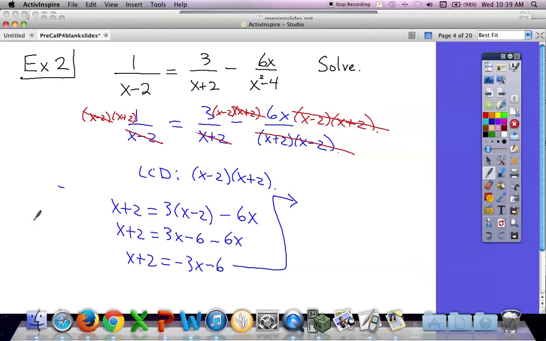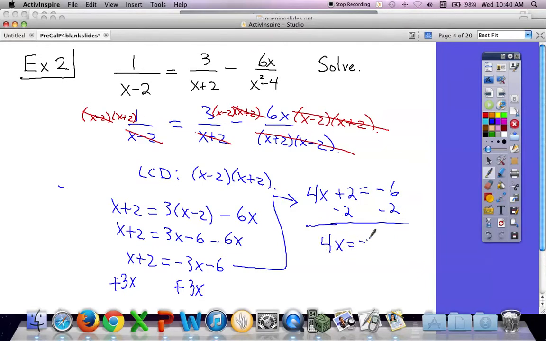Okay, it's definitely going to be linear, right? It's all x to the first, no squareds or anything. So we know we need to just get all the x terms on one side, all the numbers on the other. Let me add 3x to both sides, plus 3x. Now we've got 4x plus 2 equals negative 6. Subtract 2 from both sides. Minus 2, minus 2. 4x equals negative 8. x equals negative 2.